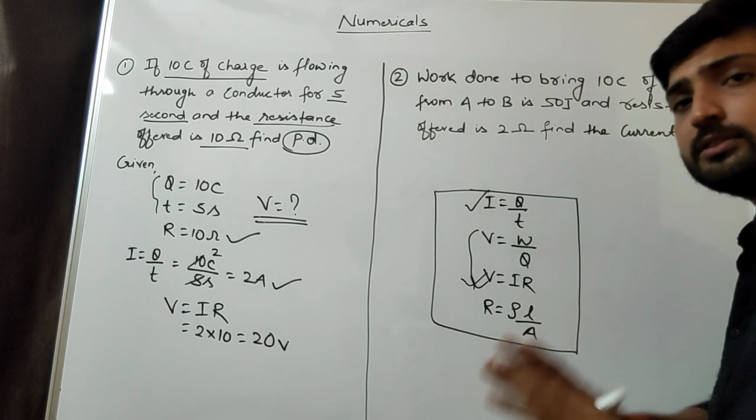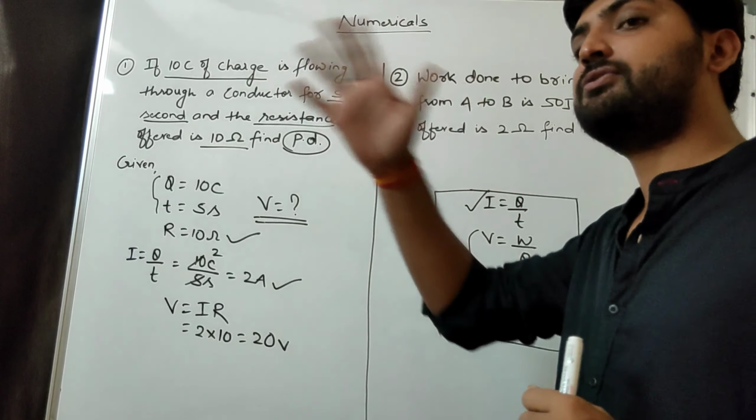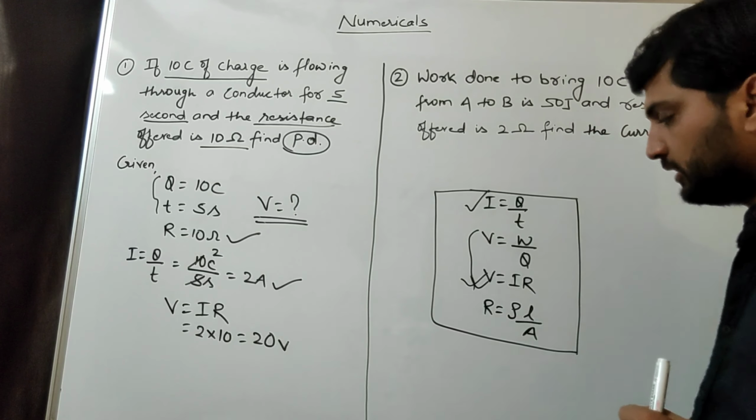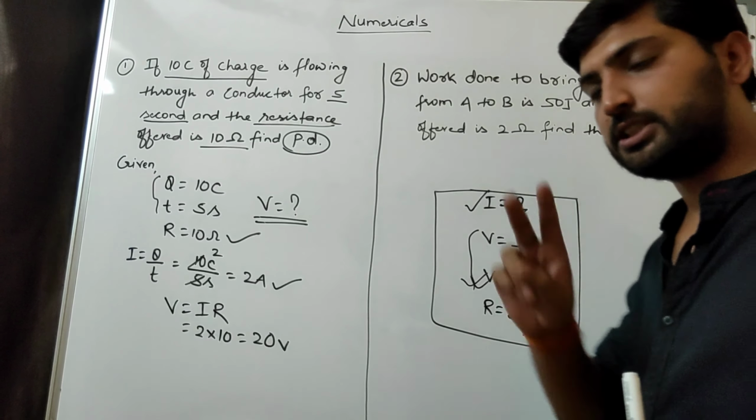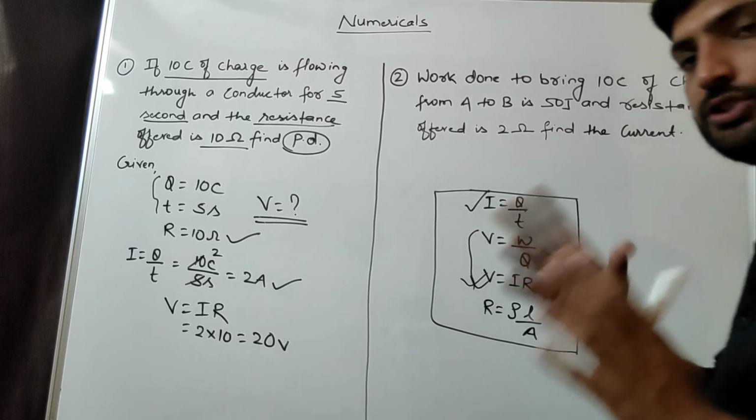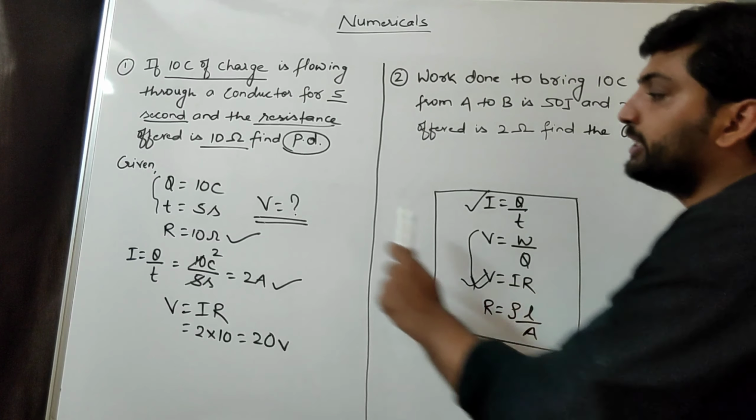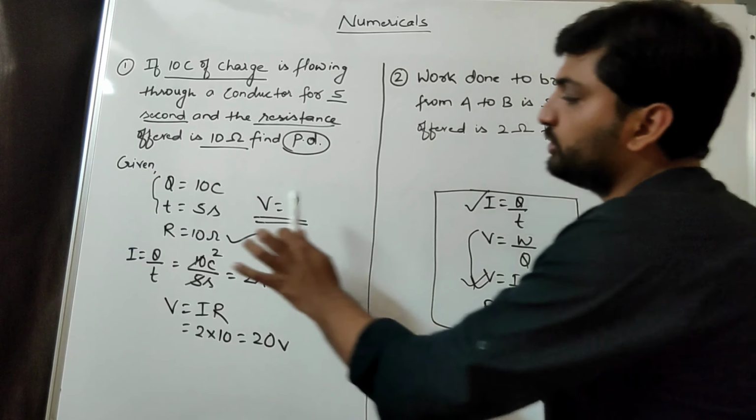Whenever we have to find V, we will see what formulas related to V are given. So there are two formulas. Till now we have studied two formulas for potential difference. That is V is equal to W by Q and V is equal to IR. So which formula is suitable to use here?